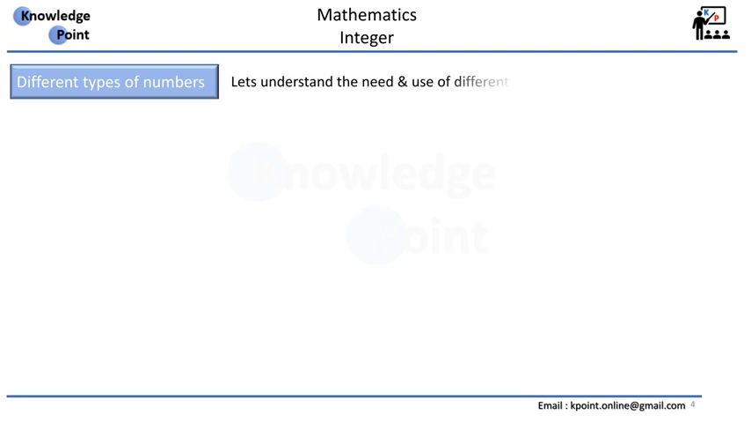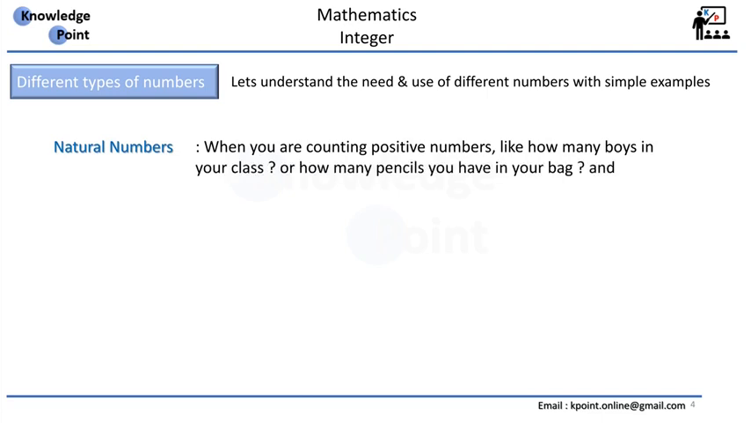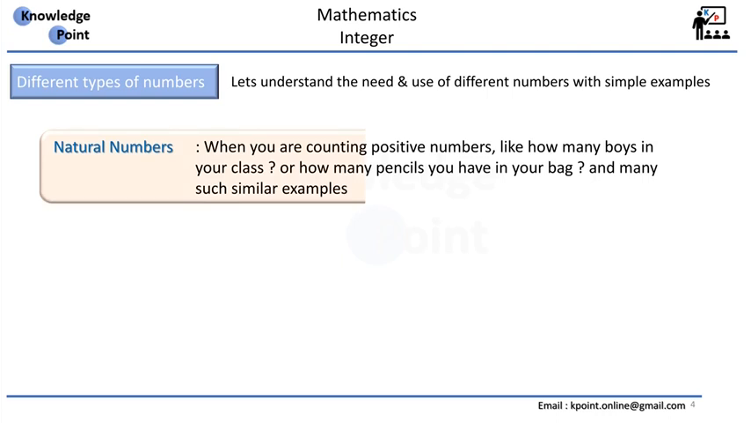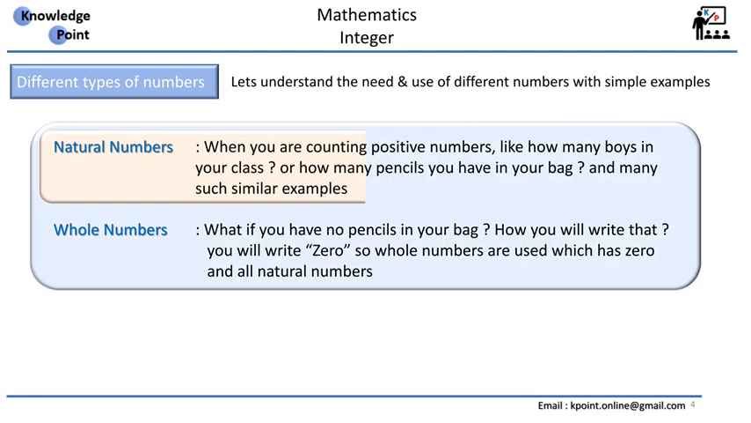Let's understand and use the different numbers with simple examples. Natural numbers, when you are counting positive numbers, like how many boys in your class or how many pencils you have in your bag and many similar examples. Whole number. What if you have no pencil in your bag? How will you write that? You will write 0, right? So whole numbers are used, which have 0 and all natural numbers.